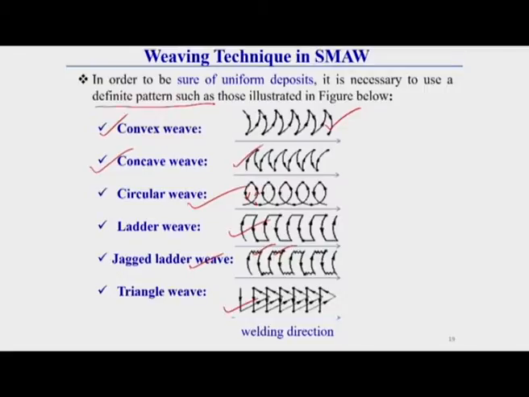That means this arrow represents the moving direction, and how it moves makes a triangular shape in nature. So, this is another type of weaving operation, the triangular type. So, there are different patterns of weaving operation. Once we follow these patterns of weaving operation, then we can get a uniform weld bead deposit.